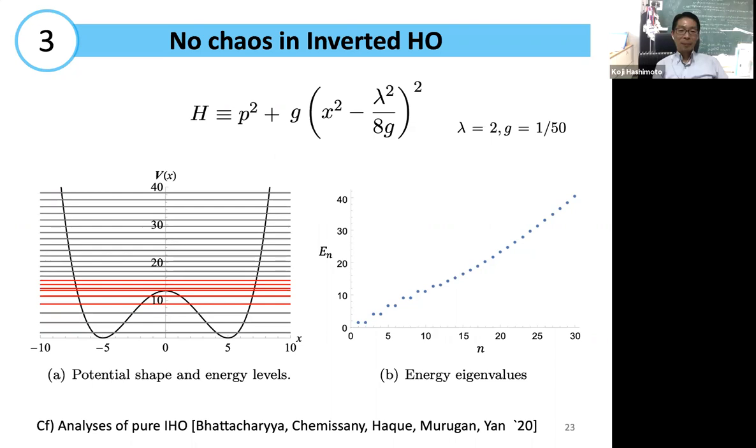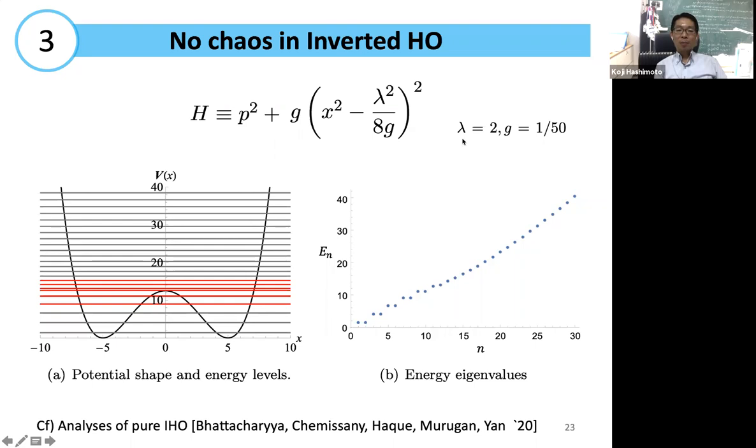So the final example is this inverted harmonic oscillator, which is in collaboration with Kunyon, Ryota and Kyombo. As you see, the potential shape is this double well potential. And with this chosen coupling constant G, which is 1/50, the quantum energy levels look like this.